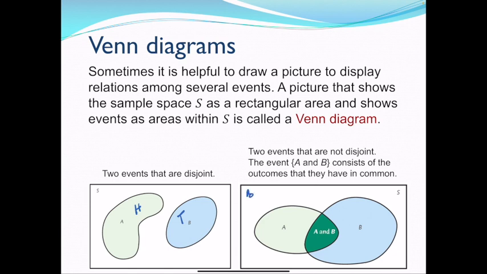So let's say we're rolling a 6-sided die. Let A be rolling an even number and B be rolling a prime. When you roll a die, the prime numbers are 2, 3, and 5, right? When you roll an even number, it's 2, 4, and 6. Well, there's some overlap there, right? They actually both have a 2, so we'll put 2 in the center, and this shows that those two events have an outcome in common.